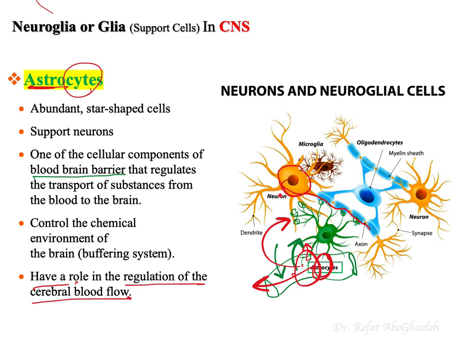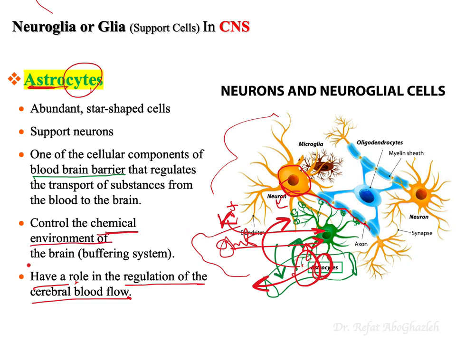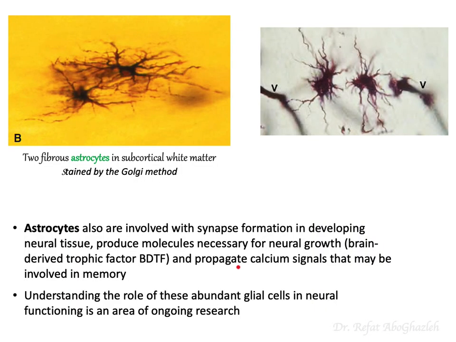Plus, when there is an increase in the excitation of the neurons, you know that the extracellular potassium increases, and the neurotransmitter we call glutamate also increases in the extracellular space here. So the potassium ions and the glutamate will be buffered, that means reabsorbed by the astrocytes. In this way, it regulates or controls the chemical environment of the brain in what we call a buffering system. So it buffers the extracellular space of the brain by reabsorbing and regulating different ions and substances, including the potassium and glutamate. Okay, we already explained that.